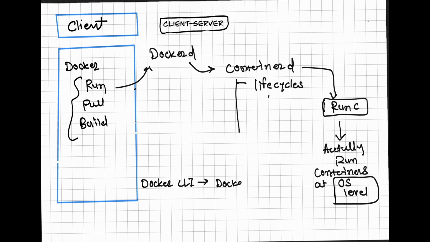Yeah. So this is the flow. Docker CLI goes to dockerd. dockerd goes to containerd. Basically, containerd is used in Kubernetes also, where there is no dockerd. Then dockerd goes to runC, and runC creates the container for us.